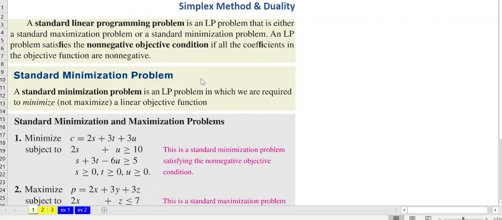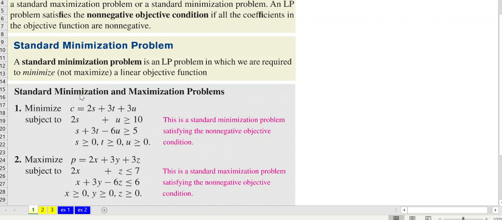So let's take a look at that. Here is the first example, and it says minimize C equals 2S plus 3T plus 3U. Notice that all the terms in that objective function are positive, so it satisfies the non-negative objective condition. A standard minimization problem is an LP problem in which we are required to minimize the objective function. So we are being asked to minimize. So both of these conditions are met. It's a minimization problem and it satisfies the non-negative objective condition.